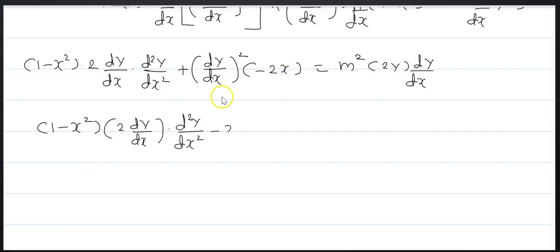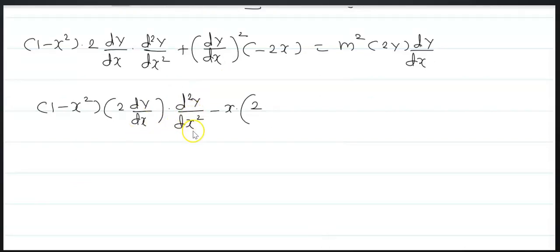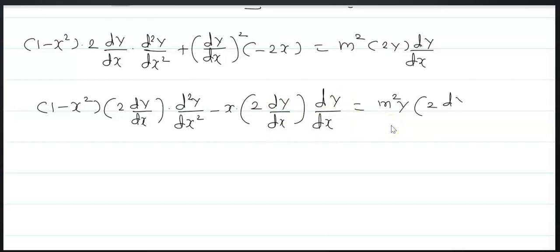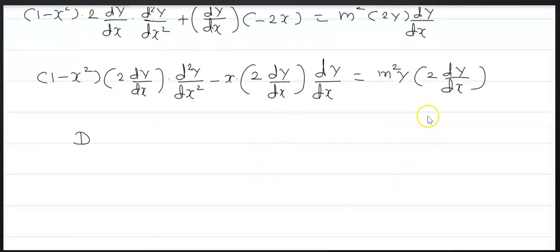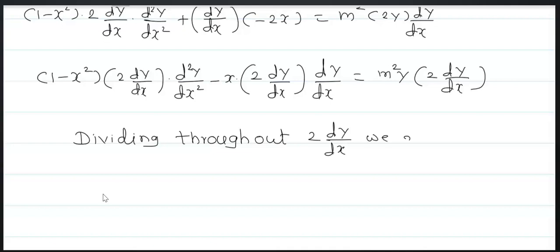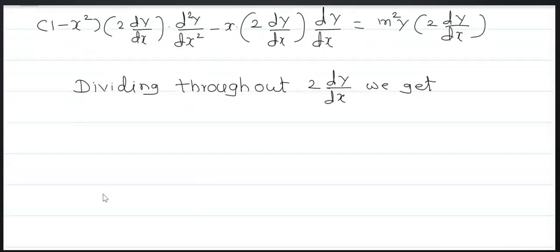That is (1 minus x²) in bracket, 2 into dy/dx into d²y/dx², minus x into 2 into dy/dx into 1 divided by x, is equal to m² into 2y divided by x. The 2 divided by x terms all get cancelled. Then you will get (1 minus x²) d²y/dx² minus x dy/dx is equal to m² y.